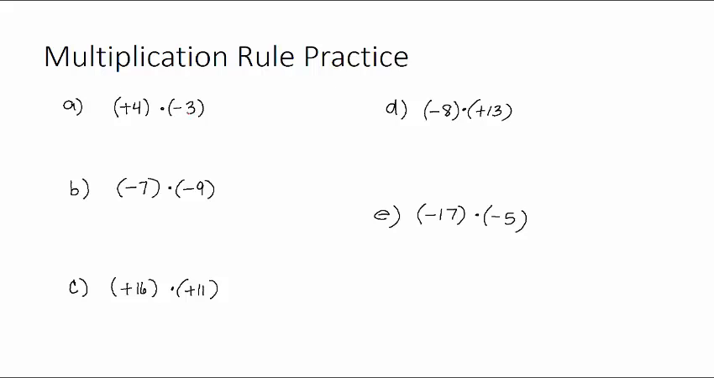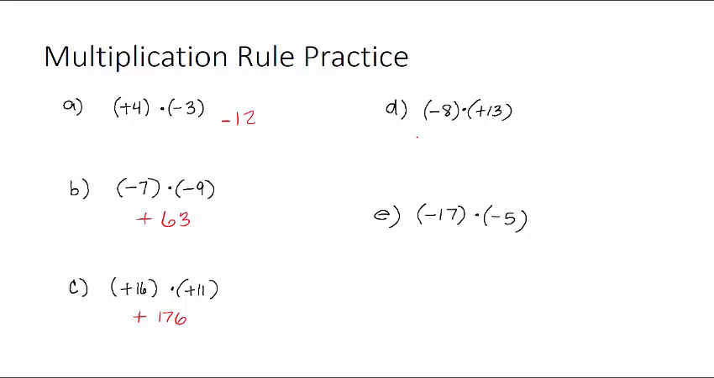Alright, so 4 times 3 is 12, and the signs are different, so it's negative. 9 times 7 is 63. Signs are the same, so it's positive. 16 times 11, signs are the same, so it's positive, and it's 176.